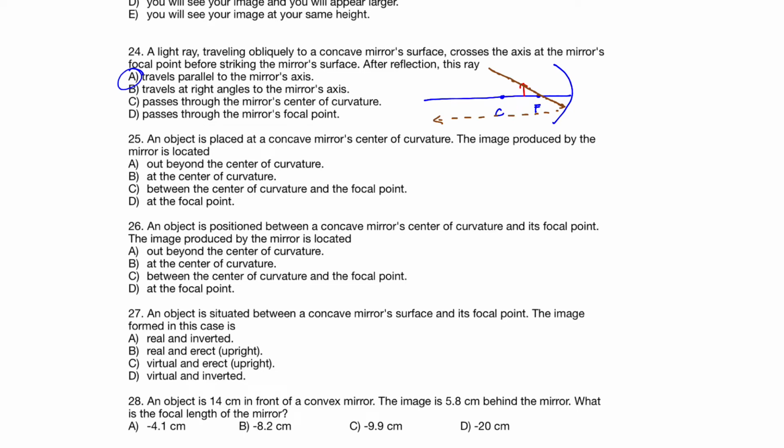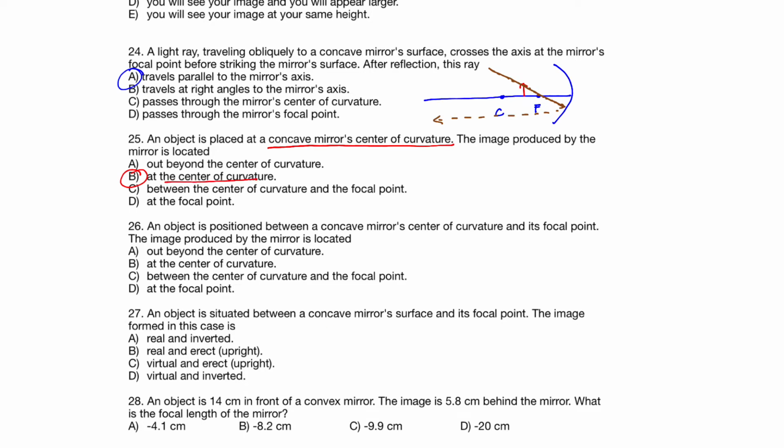Next, number 25. An object is placed at a concave mirror center of curvature. The image produced by the mirror is located by... So, for this case, the object is placed at the concave mirror's center of curvature. The image produced by the mirror is... For number 25, just like the case number 2. So, the image that will be produced is letter B, at the center of curvature.